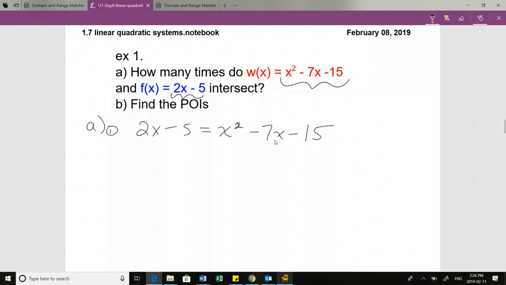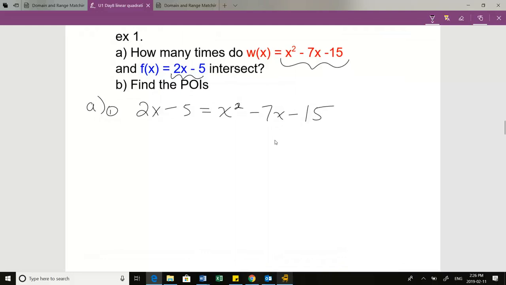Yep. So x squared minus 7x minus 50 is the equation of the quadratic. And then the other one is essentially the equation of the line. So w at x is your quadratic, f at x is your line. Okay. Yep.